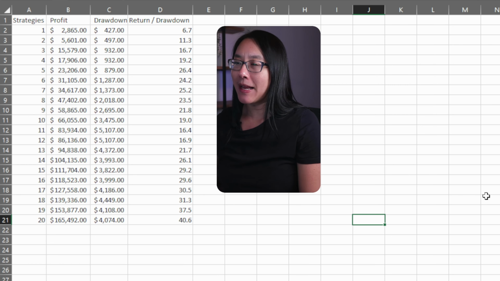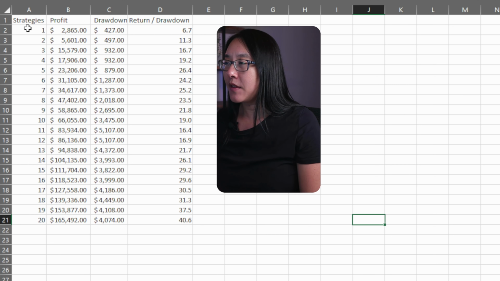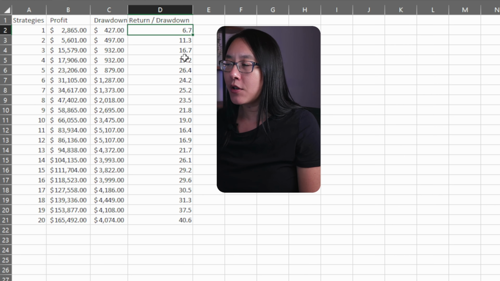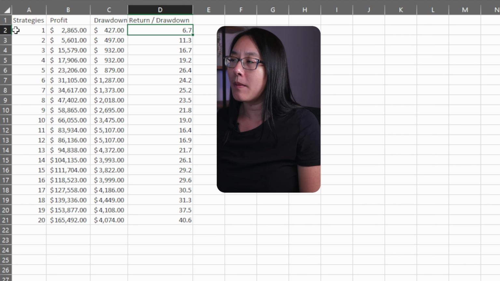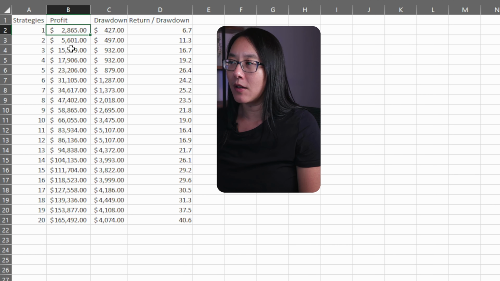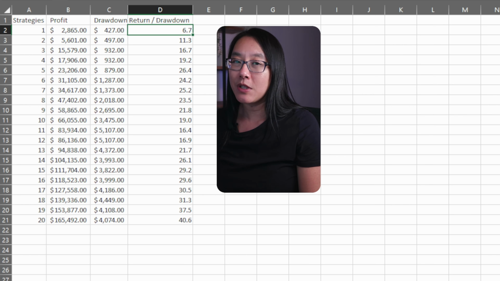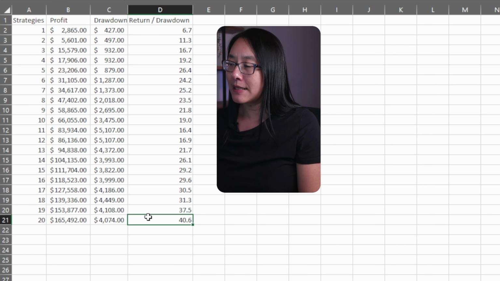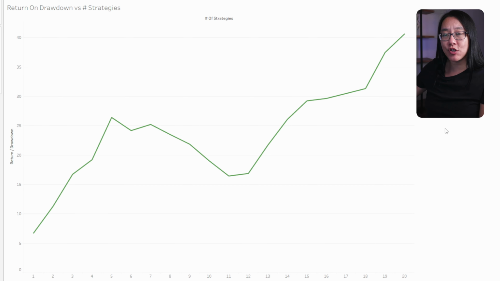Let's put all that into an Excel spreadsheet so we can see the trends. The columns here are the number of strategies, the profit, the drawdown, and lastly the return on drawdown, where the formula for that is profits divided by drawdown. You see the worst performing one is number 1, where you only have 1 strategy, which made just over $2,000 in profit with a $427 drawdown, which gives you a return on drawdown, a risk-adjusted return ratio, of 6.7. And the best one is at the bottom, where you have 20 strategies and the risk-adjusted return is 40 times. And now let's chart it so we can see visually what's going on.